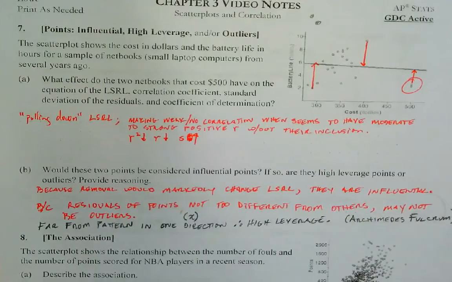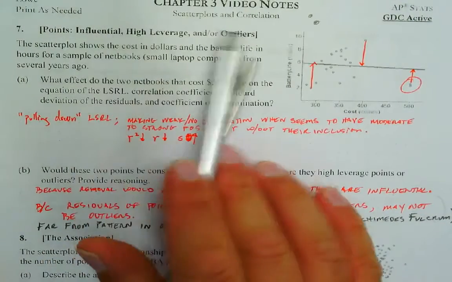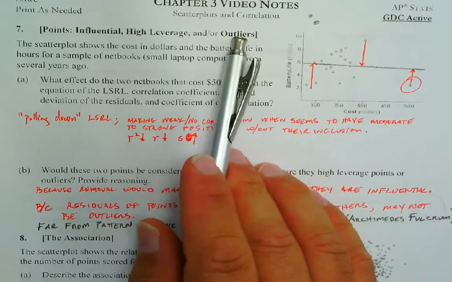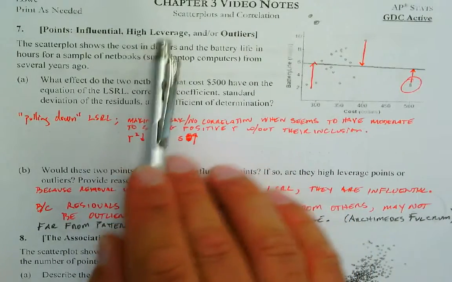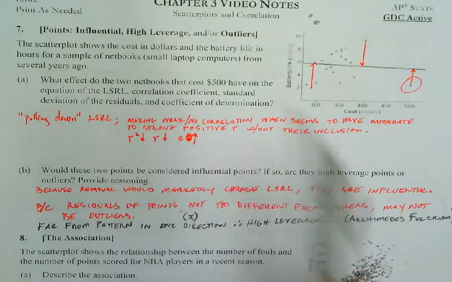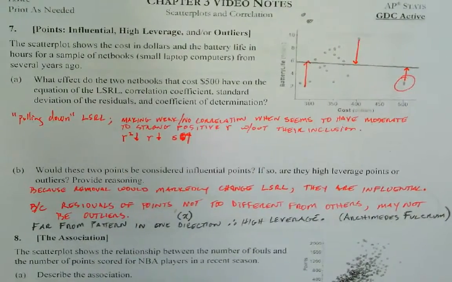Ask questions for clarification. Hopefully that clarifies this idea of influential points and outliers. Make sure you get those definitions down from your textbook. High leverage point is another way of defining things you can look up if you wish. Do you want to read more about Archimedes and his fulcrum? That's a fun little research.